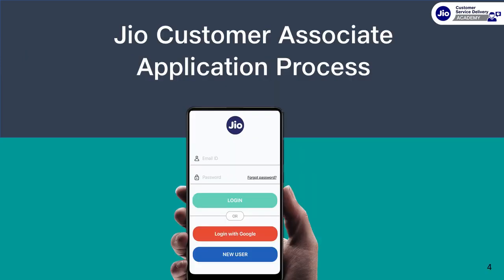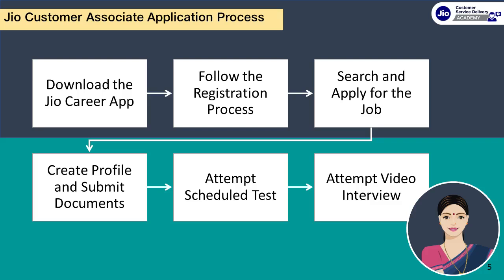Before we start, let's have a look at the overall application process of a Geo Customer Associate. Given on the screen is the overall application process of a Geo Customer Associate. You need to download the Geo Career app and then follow the registration procedure. You then need to search the relevant job profile and apply for the job. Complete the profile details and submit documents. Attempt scheduled tests and video interviews on Geo Career app.